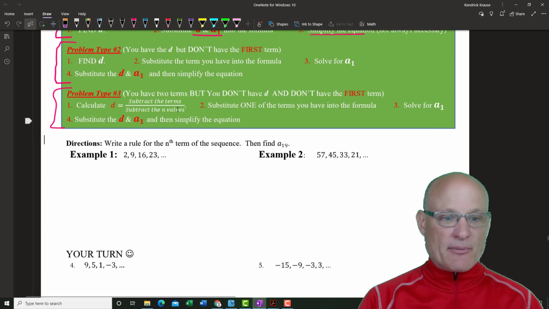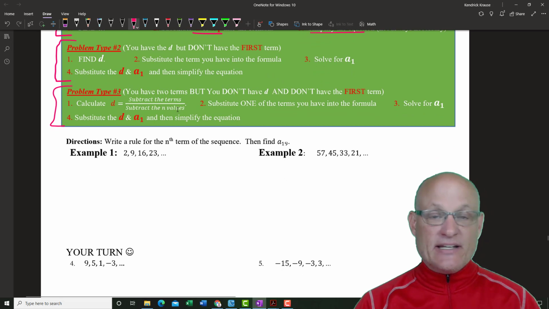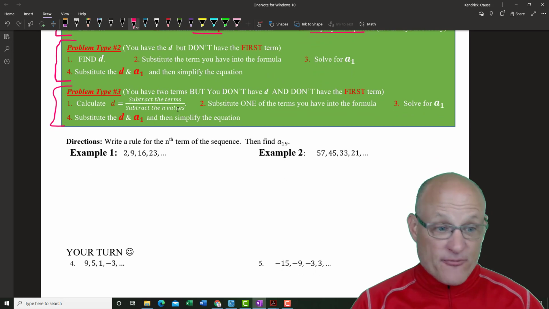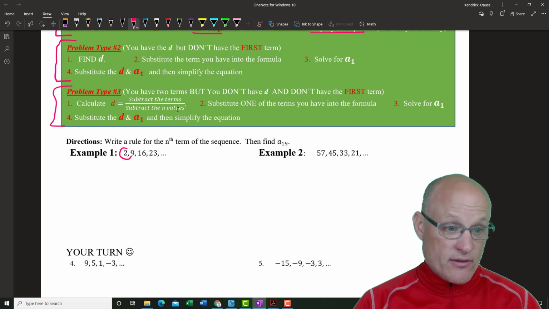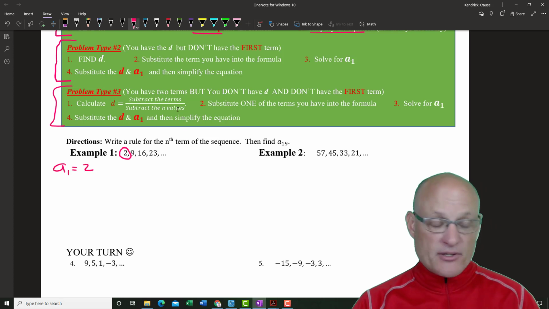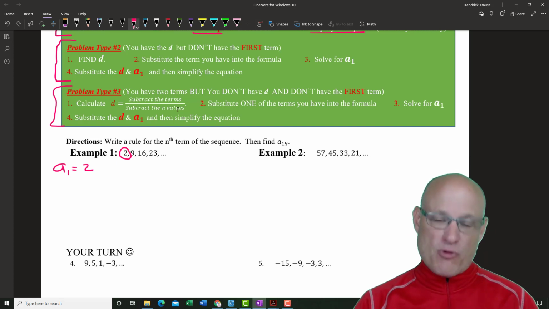So this first problem I'm going to give you, this is an easy one. I have the first term. So the first term is this. So A sub 1 equals 2. In other words, every time you do an arithmetic sequence problem, you need to find 2 things. You need to find A sub 1 and you need to find D.